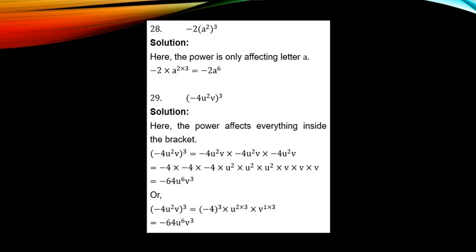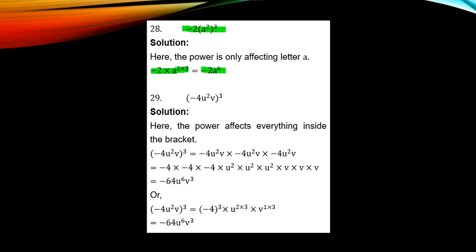Example 28, you are asked to simplify this problem. Minus 2 bracket open a square bracket close power of 3. The way this problem is, the power only affects a squared, not minus 2. So we can simply apply the power law to a squared. So you have minus 2 times a squared power of 2 times 3. You have minus 2a power 6.